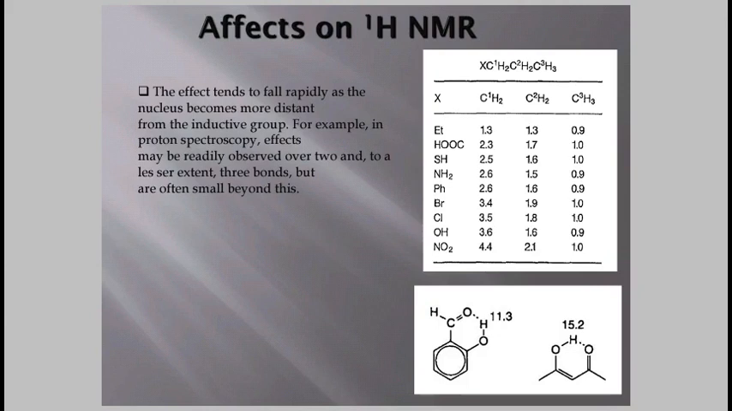The effect tends to fall rapidly as the nucleus becomes more distant from the inductive group. For example, in proton spectroscopy, effects may be readily observed over 2 or, to a lesser extent, 3 bonds, but are often vanishingly small beyond this. The effects of multiple substituents tend to be approximately additive, and tables may be used which allow one to predict the shift of a nucleus in a given environment.